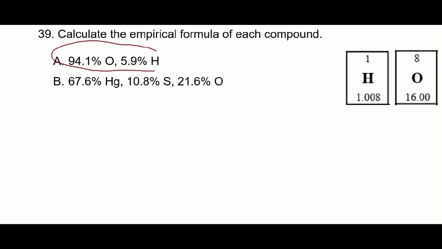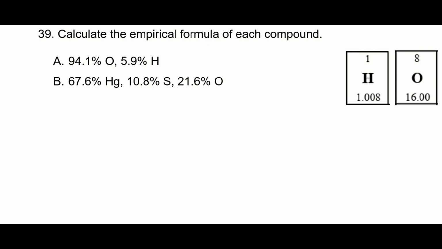We're given percentages of these elements, and we're asked to use that information to turn that into a formula. So a formula of a compound is an intensive property. It doesn't matter how much of that compound you have. You can have a gram of it, you can have 1,000 grams of it. It's going to have the same formula.